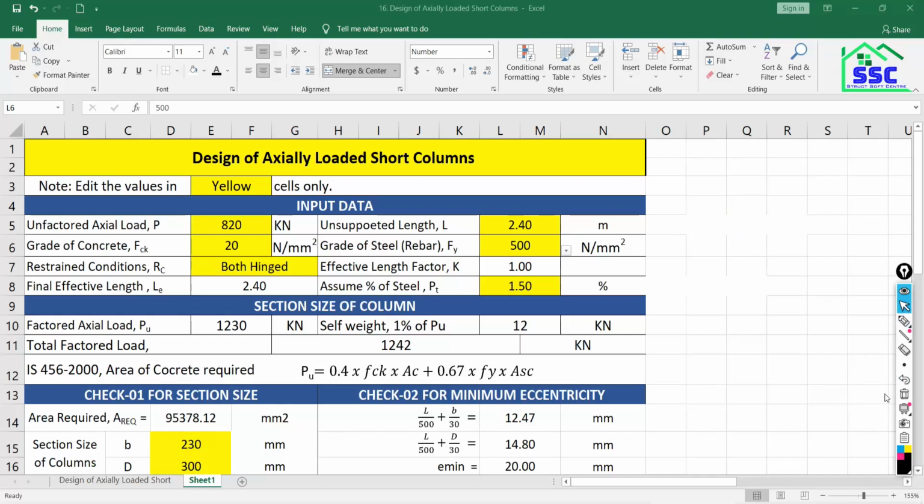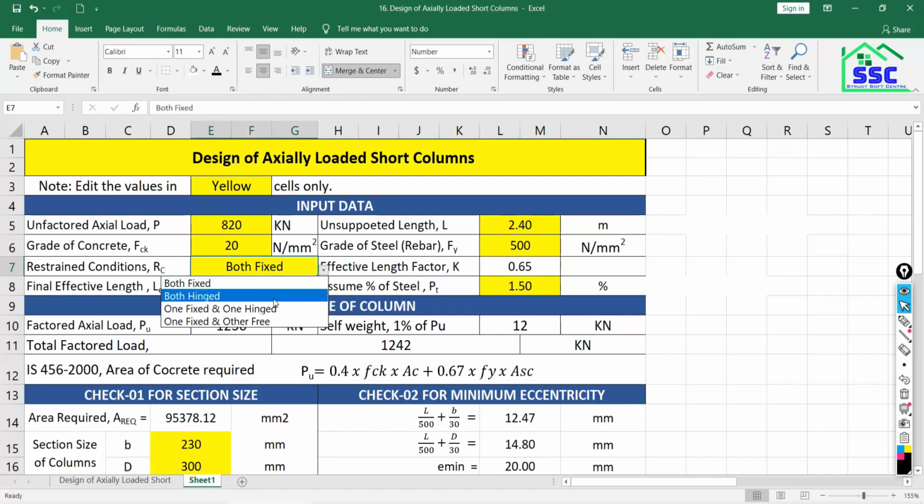So different conditions as per the IS 456 are there: both ends fixed, both ends hinged, or one end fixed and the other end hinged. For this example, we are going to consider both ends as hinged. If you are changing the value, see, both ends fixed, accordingly your effective length factor is going to change.